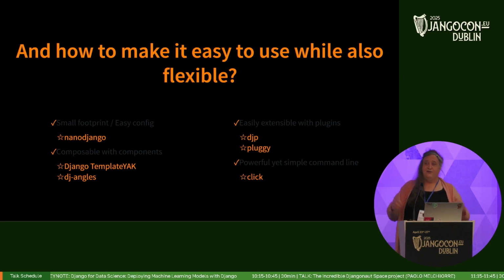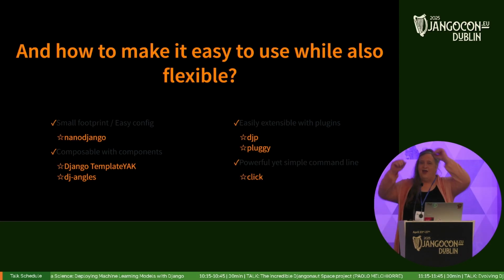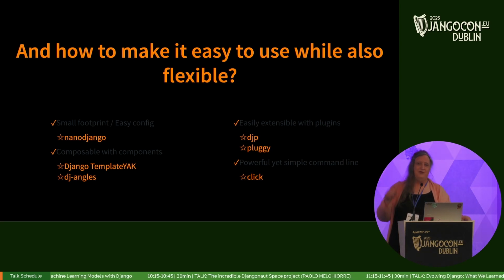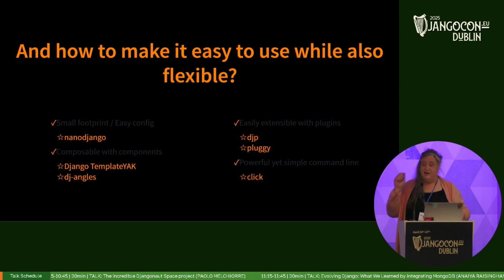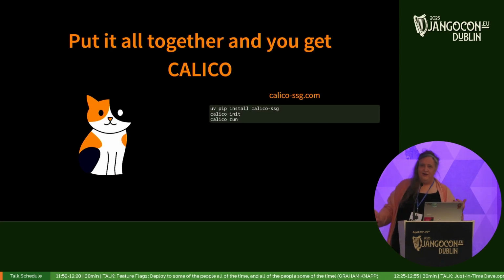Well, you can use Nano Django to reduce the footprint of your Django app to a single Python file that is only 3 lines. You can use DJP, which is a wonderful plugin system so that you can pip install Django apps without having to add them to your installed apps. You can use Click, and you can use some templates, some component system like Django Template Yak or Django Bird. You put all that together, you get Calico.